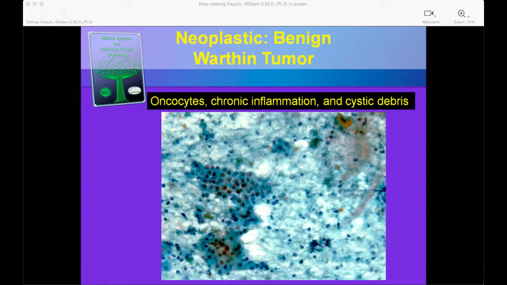So an example of a salivary gland aspirate in the neoplasm benign category is shown here. It's a Warthin tumor. We have oncocytes, as we see here, a uniform pattern of cells with large round nuclei, a prominent nucleolus, and very well-defined cell borders and oncocytic cytoplasm in a background of dirty cystic debris and scattered chronic inflammation.